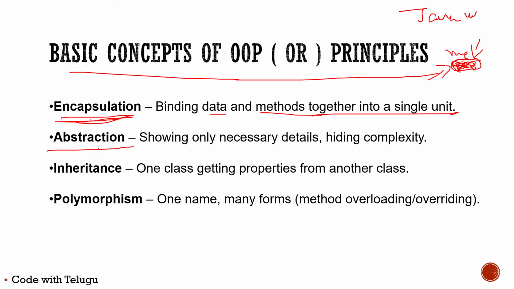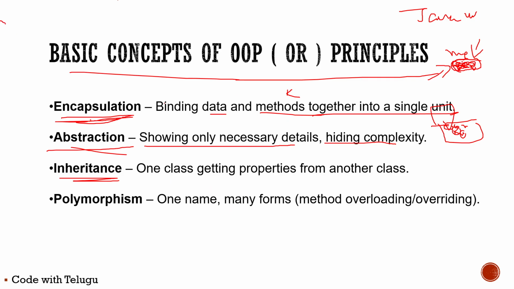Next one, abstraction. Showing only necessary details, hiding complexity. For example, there is a keyboard. In the keyboard there are so many keys. We can click the button K or U. It is displayed on the screen, but we don't know the exact procedure of what is done inside. So it shows only the necessary details. It shows only the letters typed on the screen. This is abstraction.